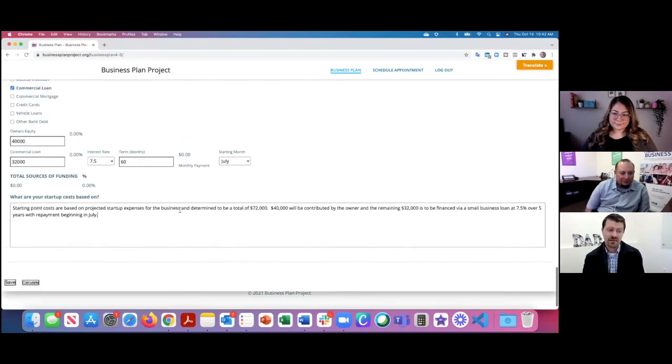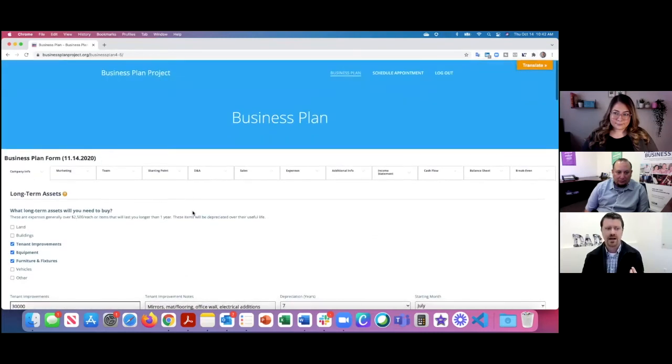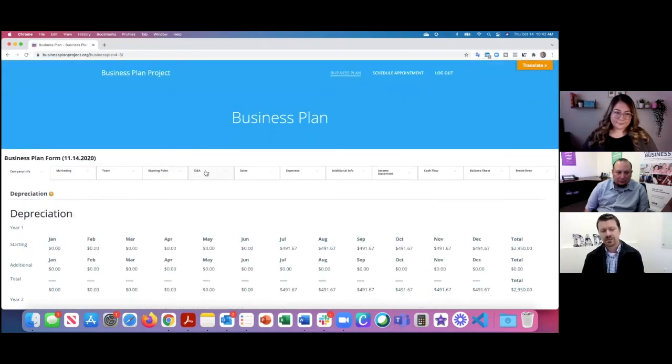But that's it for our starting point tab. And I know it was a lot to go through, but it's very important to think through how much money it's going to cost to start the business, in addition to just operating it. And we're going to get to those operating expenses in a little bit. But I would always recommend saving. For the sake of our example, I'm going to scroll back up to the top, and I'm going to go to the next section, which is DNA, not DNA, but depreciation and amortization.